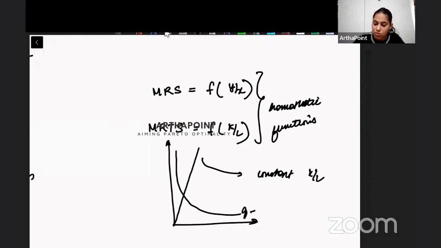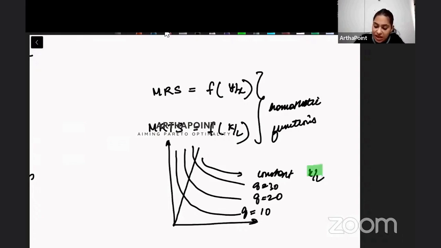This is the isoquant for Q equal to 10, Q equal to 20, Q equal to 30. As long as I am on the same line, this K by L ratio is the same. If I see that this MRTS is the same, which means I am able to get parallel slopes, like this, these are homothetic. The slope of the isoquant is the MRTS.